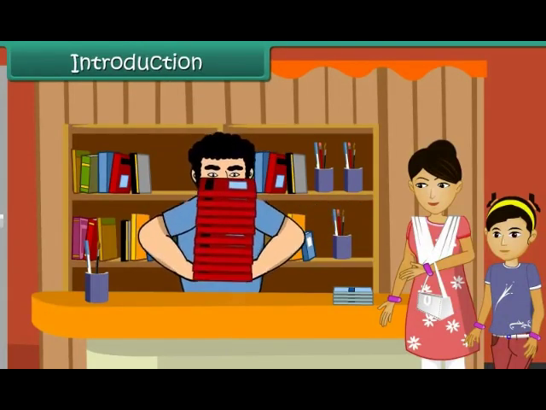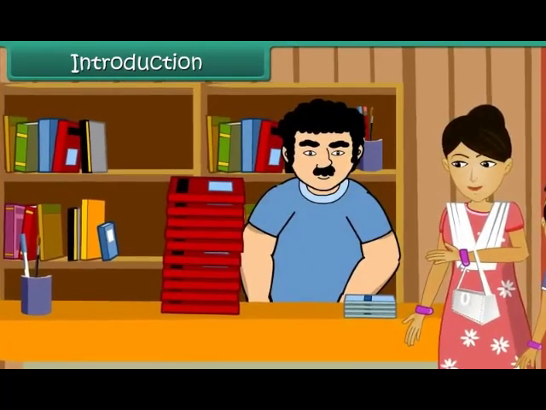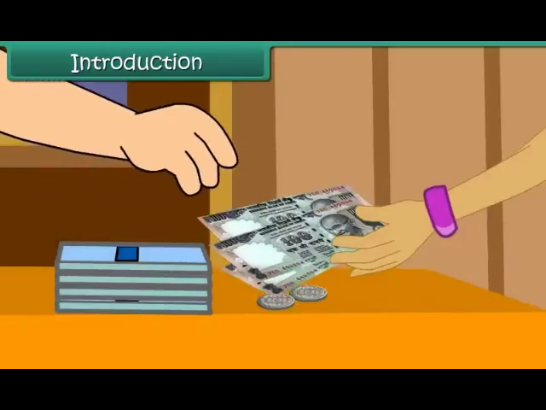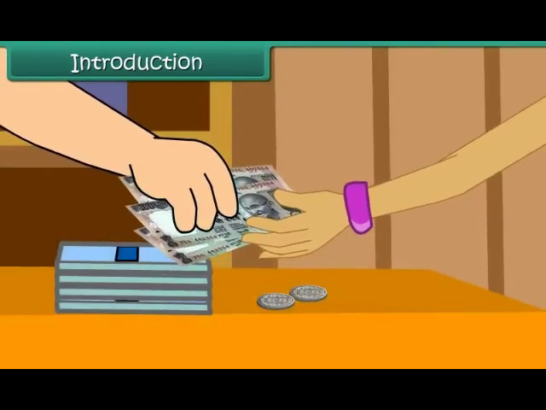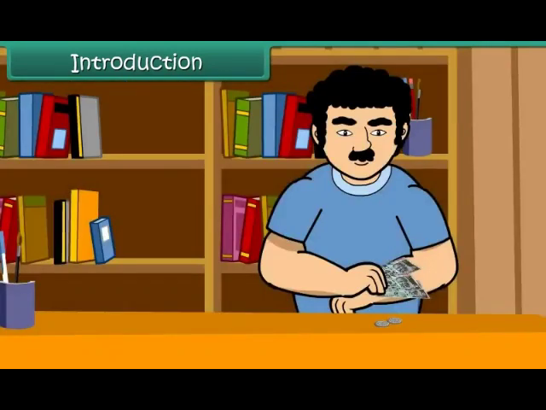Isha's mother is at the bookstore. She has bought some books and notebooks for Isha. She pays the shopkeeper 300 rupee notes and 2 5-rupee coins for her purchase. We buy pins, chocolates, biscuits, toys, tickets, books, cars, houses, etc.